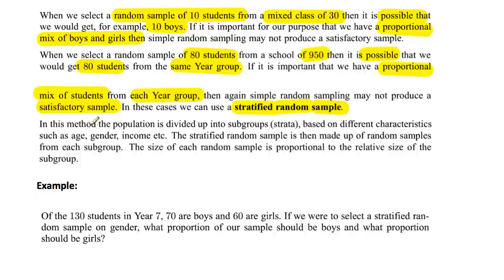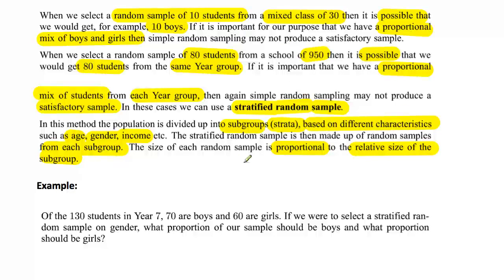What it says is, in this method, the population is divided into subgroups, which we call strata. Okay, just smaller groups. And it's based on characteristics such as age, gender, income, and so on. So we've got just broken up groups. The stratified random sample is then made up of random samples from each subgroup. So you take samples from each of these subgroups, and the size of each random sample is proportional to the relative size of the subgroup.